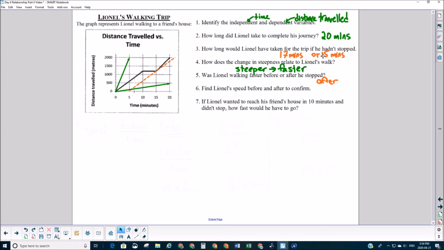But if you take out the 5-minute break, it's only 15 minutes. Well, that's because he walked actually faster afterwards. So if he had not stopped and walked faster, he would have gotten there, obviously, at 15 minutes. Let's confirm this by using speed.